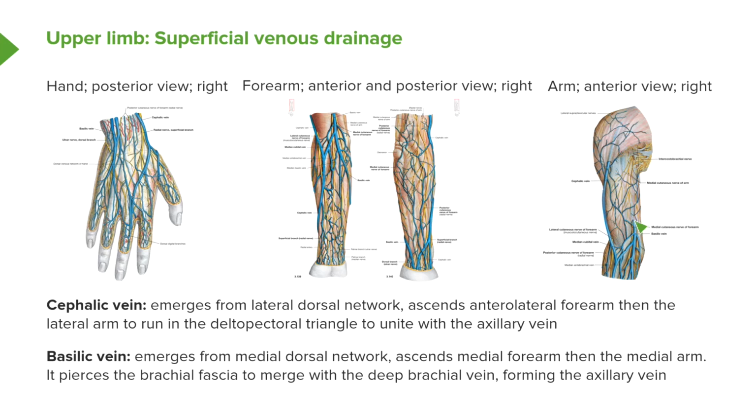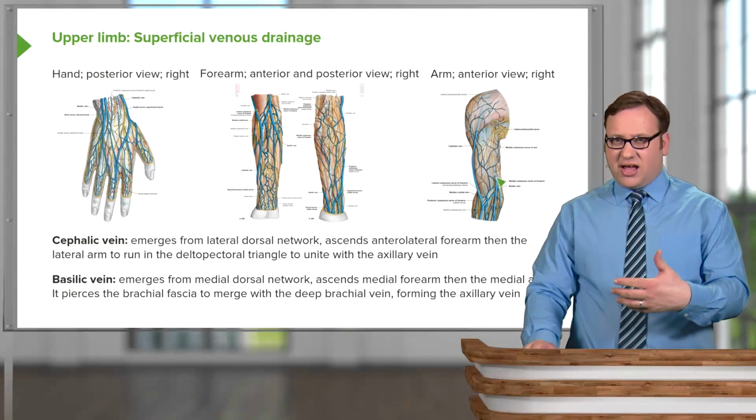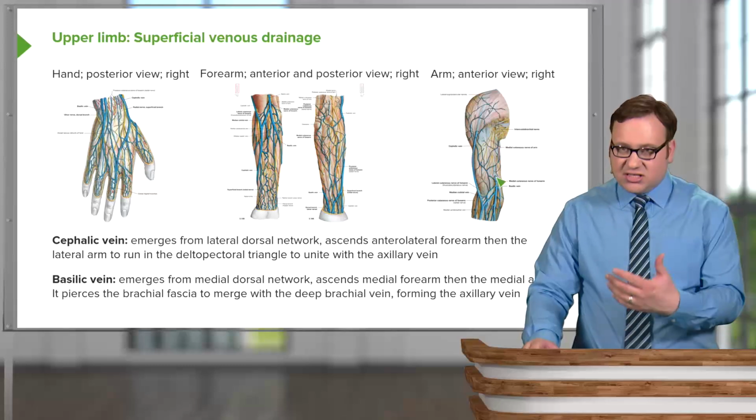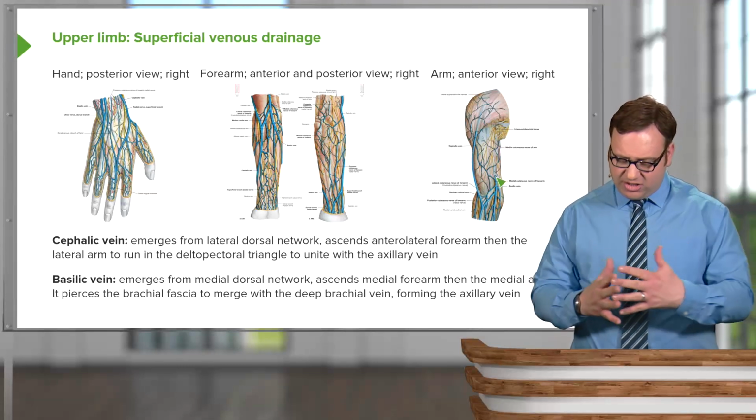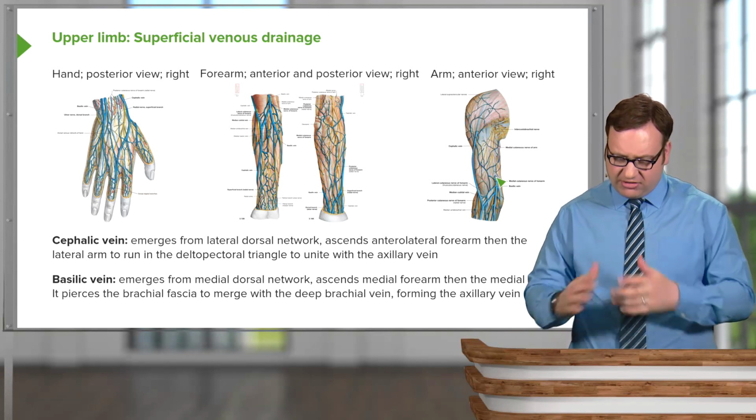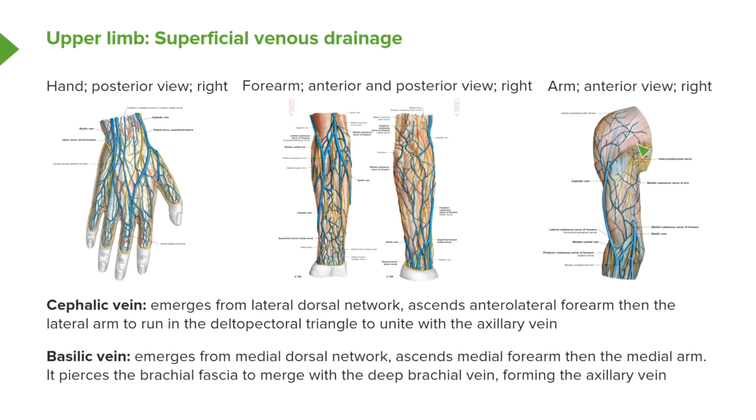We can see it's piercing the brachial fascia now, and it actually unites with the deep brachial vein to form the axillary vein. So it pierces the brachial fascia and merges with the deep brachial vein to form the axillary vein. So the brachial vein runs alongside the brachial artery coming from deep. It receives the basilic vein, and these two veins uniting form the axillary vein. The axillary vein then runs up in the axilla, where it receives the cephalic vein, and then it becomes the subclavian, which passes back to the heart.